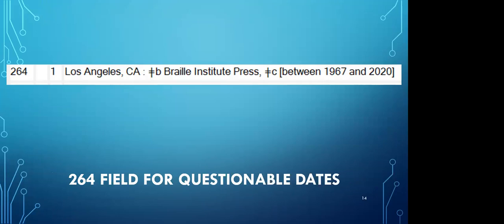Okay, so the 264 field for questionable dates could look like this. This is just one example. So again, the book was published between 1967 and 2020, and the print book was published in 1967, and the library received the donated book before 2020. The information is bracketed since it was not found on the item.